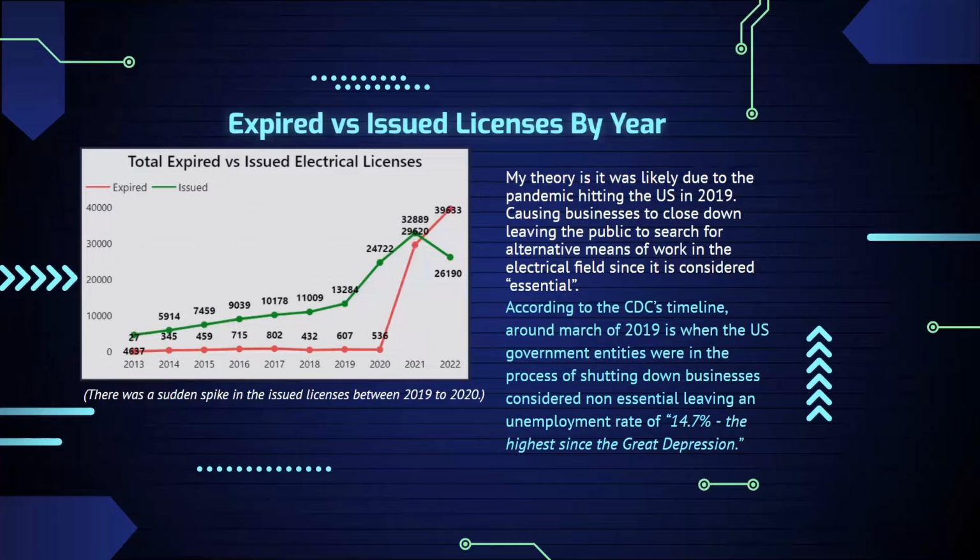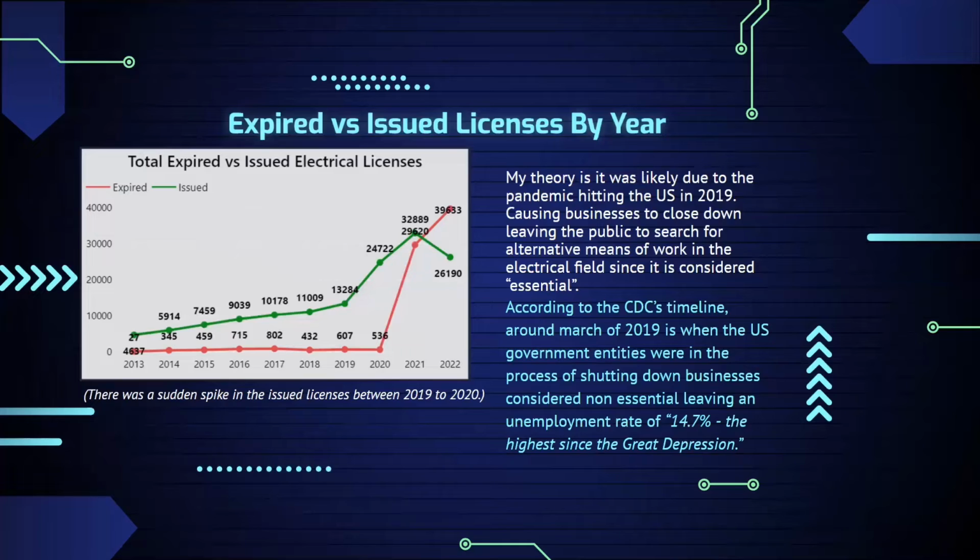Some of the data that I found from a CDC timeline website said that around March of 2019 is when the US government entities were in the process of shutting down businesses considered non-essential, leaving an unemployment rate of 14.7%, which was the highest since the Great Depression. So that's crazy. It was 14.7%.